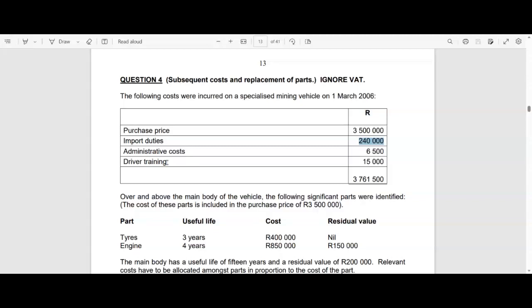And then the driver training, ladies and gentlemen, that might be a necessary cost. Otherwise, they're going to ruin that mining vehicle. So the drivers need to be trained, or they might even injure themselves if they are not properly trained. So it's a necessary cost. But once again, the driver training plays no role in the condition or location of the specialized mining vehicle, the asset itself. As we've said tongue in cheek a little bit earlier, it definitely does play a role in the condition of the staff, the drivers themselves, the people. But that is not the question.